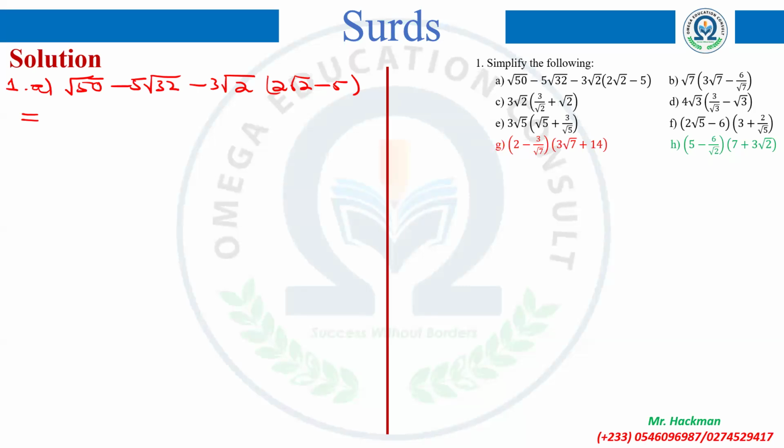Okay, you do so before you think about expanding. I've told you that's the very first point of call. So this is not in its basic form. Thankfully, we know how to take it to its basic form. So we write this one as the root of the highest perfect square, which will be 25, times 2, then minus 5 times the root of the highest perfect square, which will be 16, times 2.